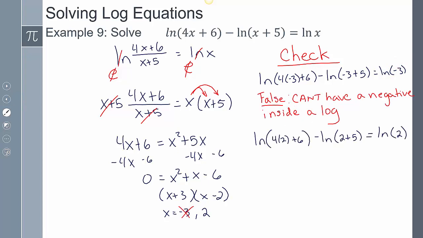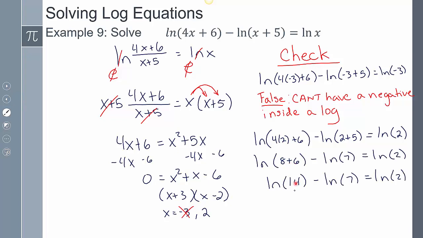Now if I try 2, I'm going to get, this is going to be 14. This is going to simplify into 7. And so I can represent that as 14 over 7. And then that's going to be ln of 2 because 14 divided by 7 is 2. And so they're going to be the same. So that's going to work.